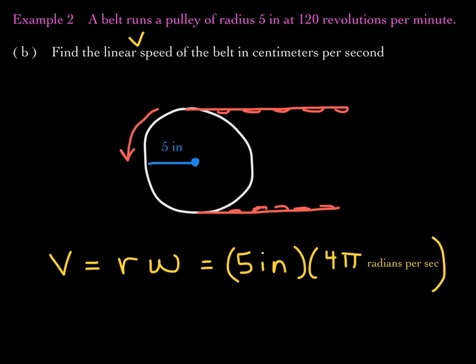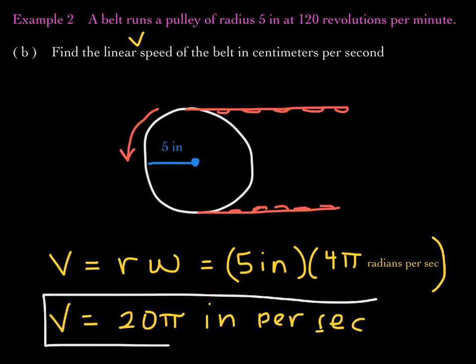So then here, we can just multiply, and we can find that the linear speed in terms of pi, so an exact answer, would be 20 pi inches per second. Now, that's an exact answer, everybody. I'm going to box that right now. I'll go ahead and box that.